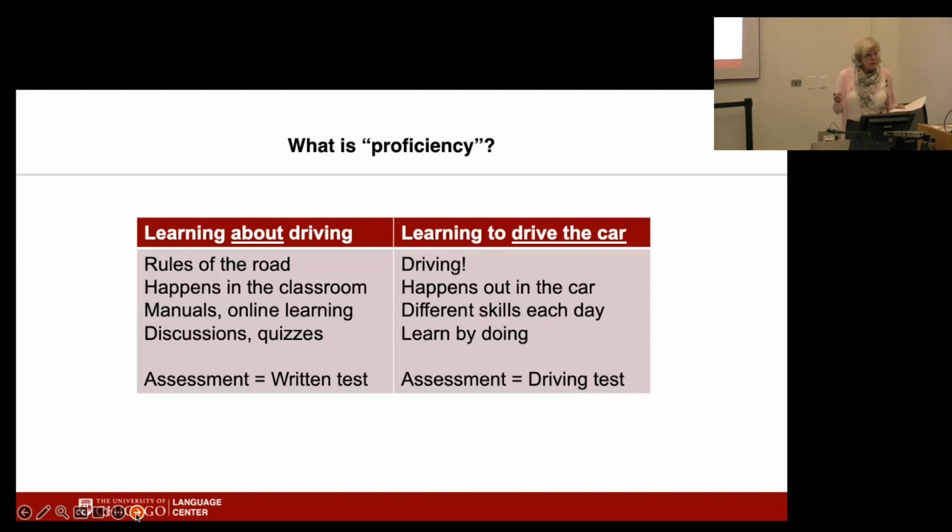But would you get into a car with someone who knew the history of cars, the name of everything on the car and how to fix a car, but had never driven a car? Okay, so that's the other part of learning to drive. You take the car out and drive. You learn to do stop signs. You learn to do parallel parking. You learn to turn left. You learn to turn right. And at the end of that, you take a driving test. That's a proficiency test, right?